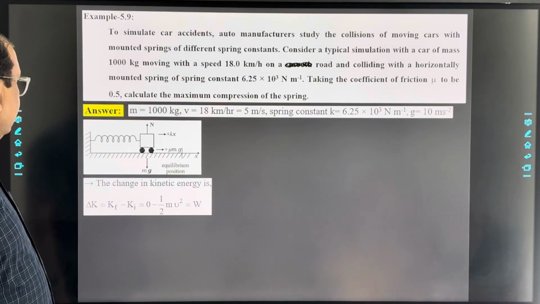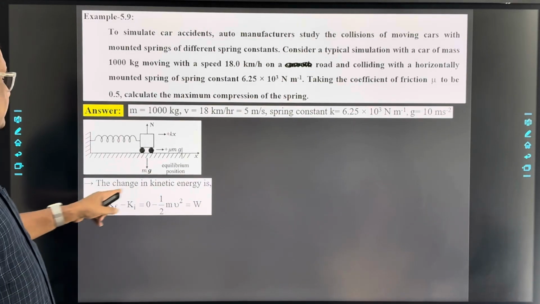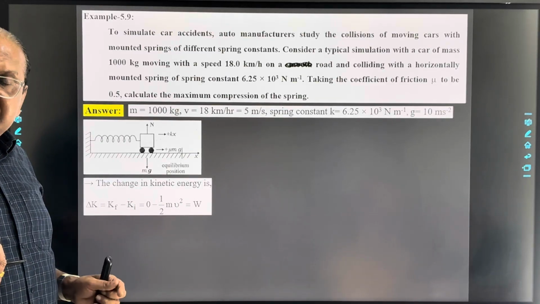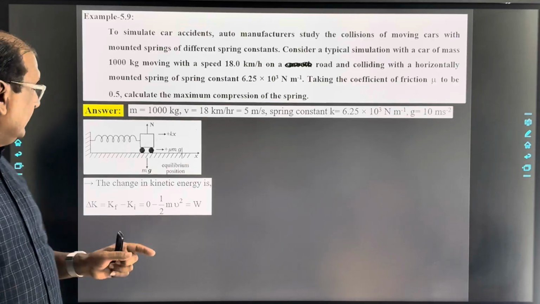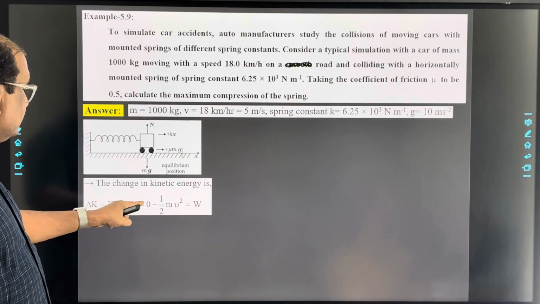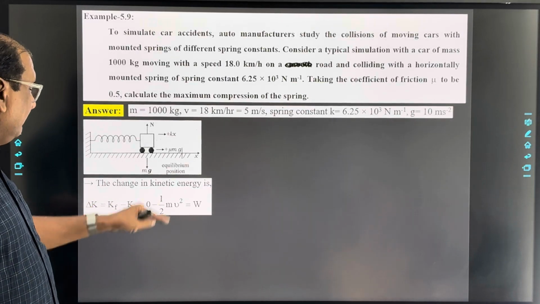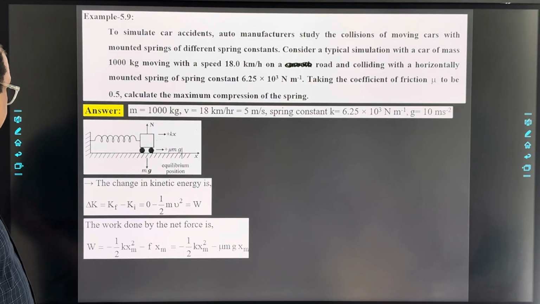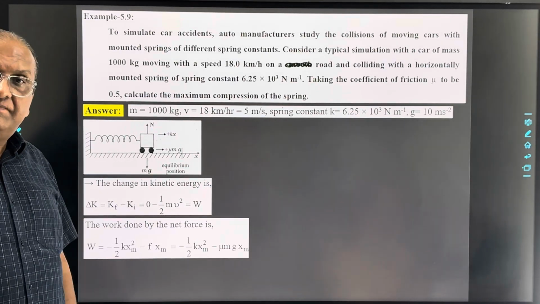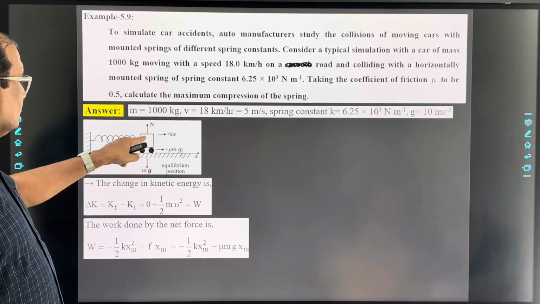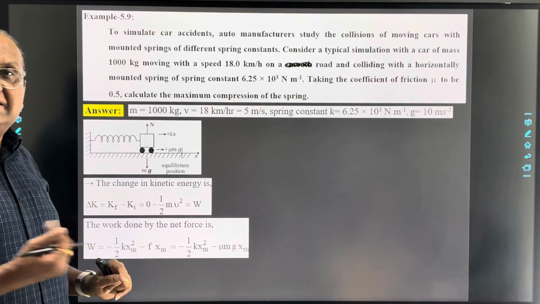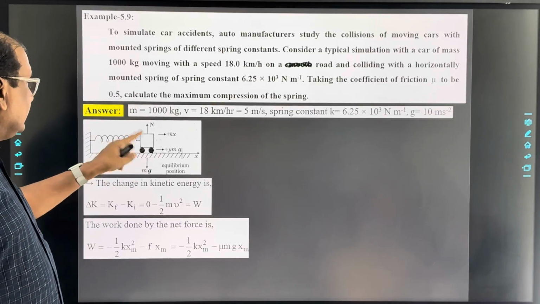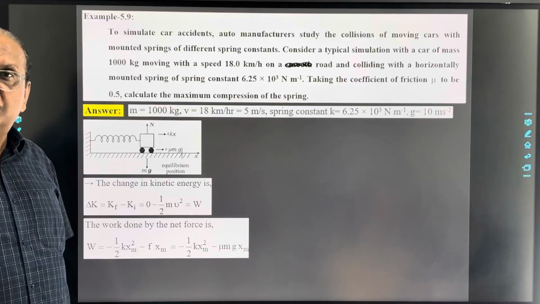So here first we calculate the change in kinetic energy when maximum compression takes place. When maximum compression takes place, the final kinetic energy will be 0. Initial is half mv square, and that is equal to W. So we can write now the work done by the net force. One force is the spring force, which is in the opposite direction of the displacement, as well as the second force, that is the frictional force.